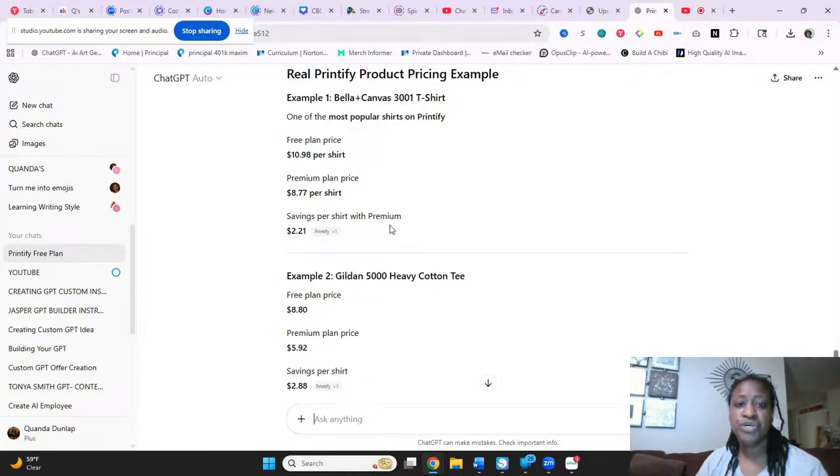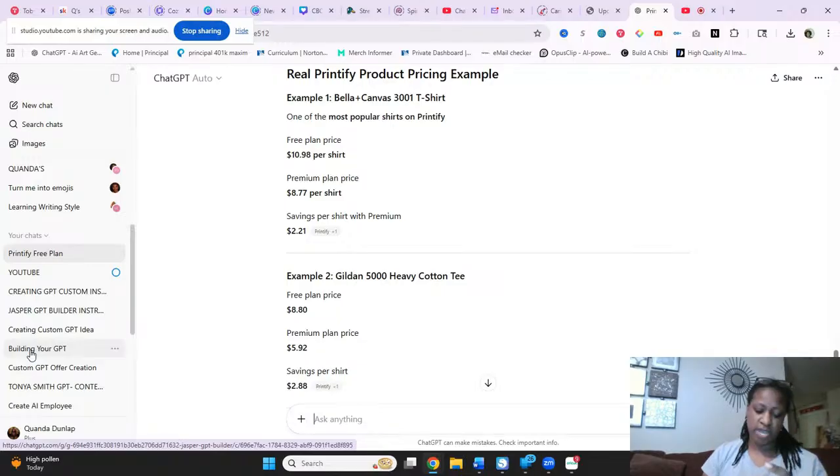So, real Printify product pricing example. Example one, I love me a Bella Canvas. Bella Canvas 3001 t-shirt, one of the most popular shirts on Printify. Free plan costs $10.98. The premium plan costs $8.77. Savings per shirt with premium is $2.21. Can I write this down? Can I go over the math right here?